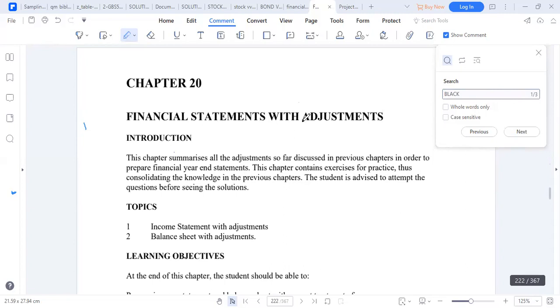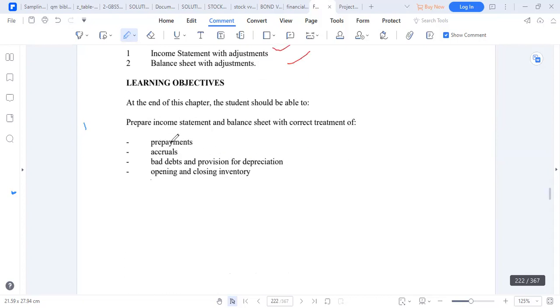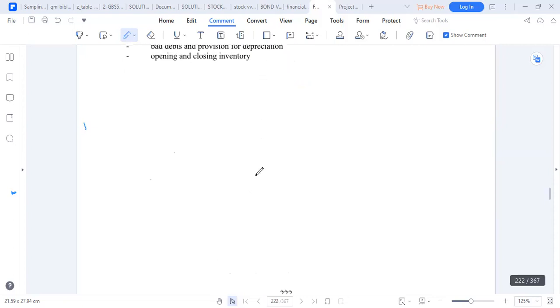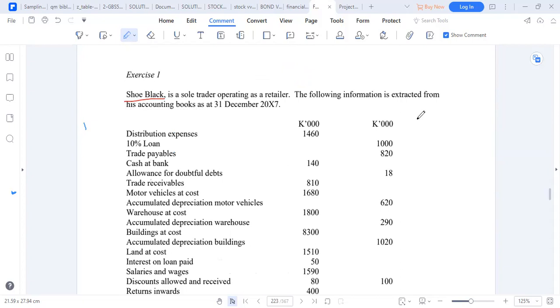So, final statements with adjustments. We'll look at the balance sheet and the income statement. Here, we'll be able to understand the correct treatment of prepayments, accruals, bad debts, and provision for depreciation. So we have an example here. Shoe Black is a sole proprietor and has the following trial balance.